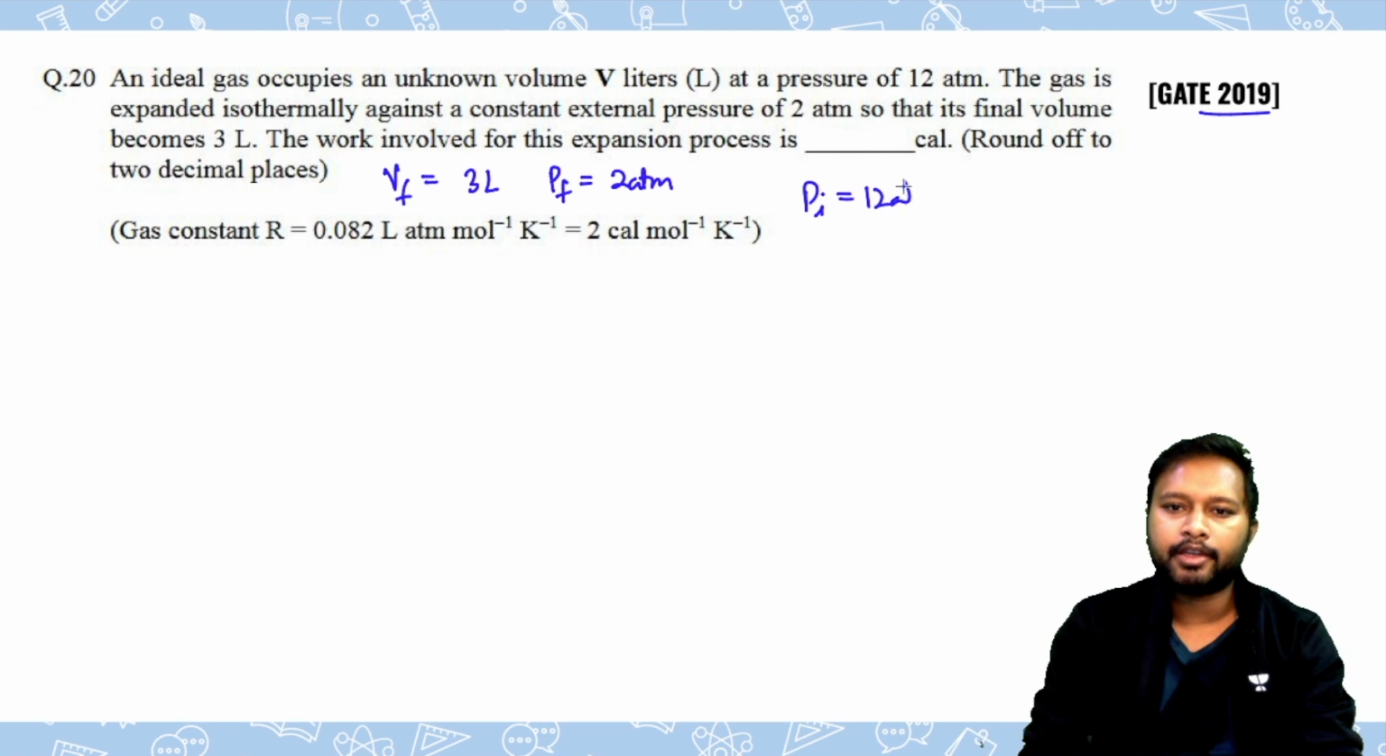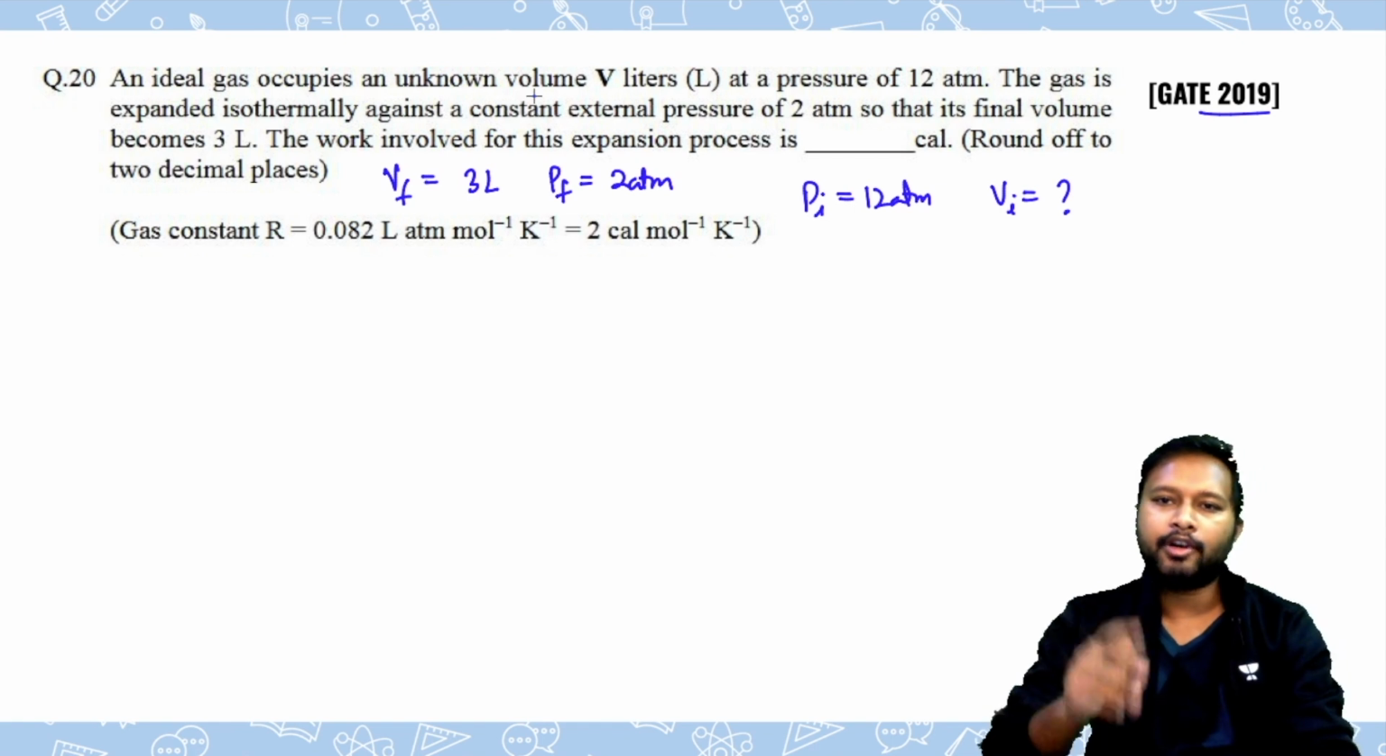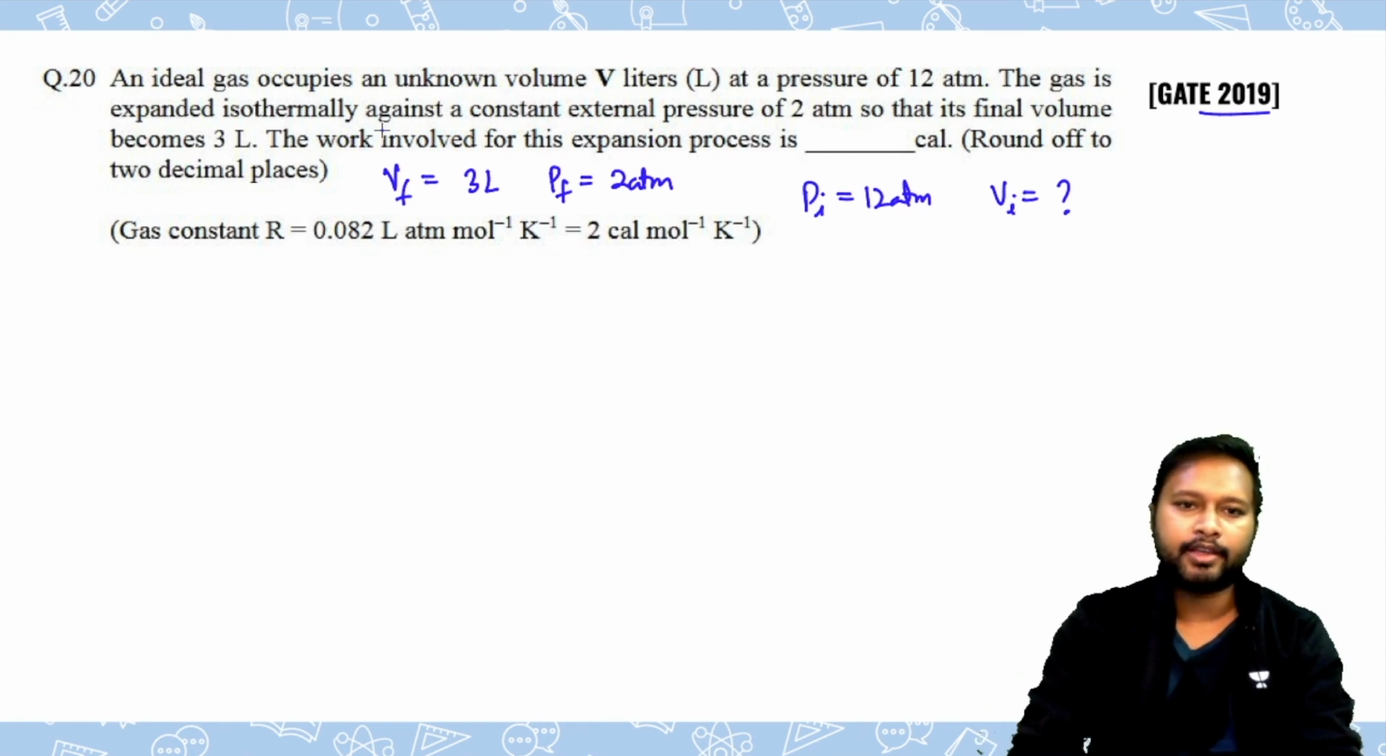Now the initial pressure is 12 atm and you are not aware of the initial volume. Okay, you don't know that. Unknown volume is given. Work is what they are asking, and the process is an isothermal expansion. So for isothermal expansion, pressure and volume are given, so you can simply find out using this formula, that is PiVi equals PfVf.